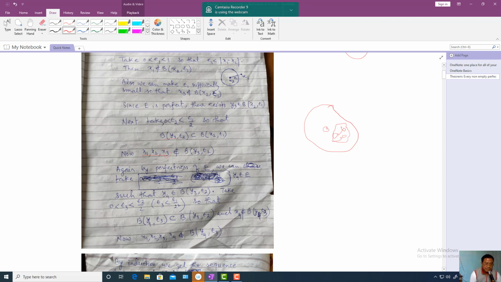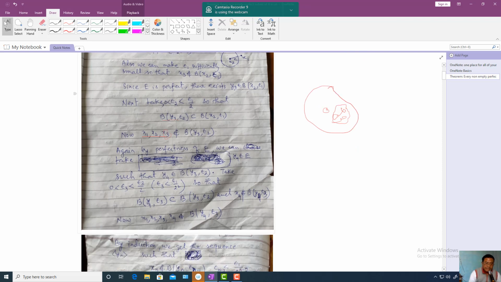We have found y3, the third element of the sequence. Now again by perfectness of the set E, we can take another member y4 to E. All right, so what is the perfectness? Again, let me explain here. So y3 is what? y3 is an element of E.